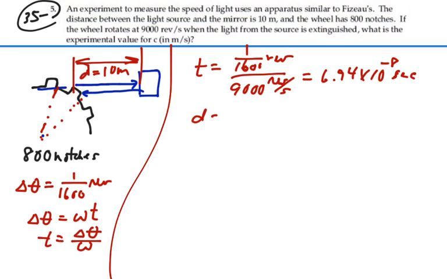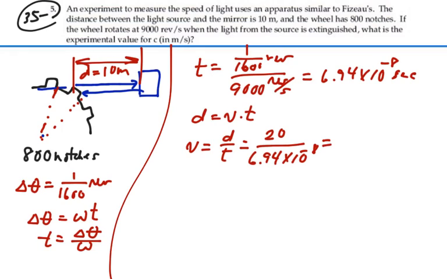We know that the distance should equal velocity times time. So the velocity of the light will equal the distance divided by time. And that is going to be 20 meters there and back again over 6.94 times 10 to the minus 8 seconds. And what does that give us? 2.88 times 10 to the 8 meters per second. So the velocity measured using this method is 2.88 times 10 to the 8 meters per second.